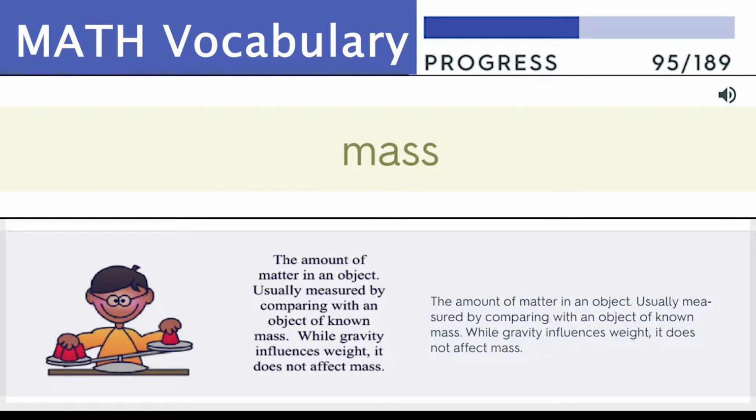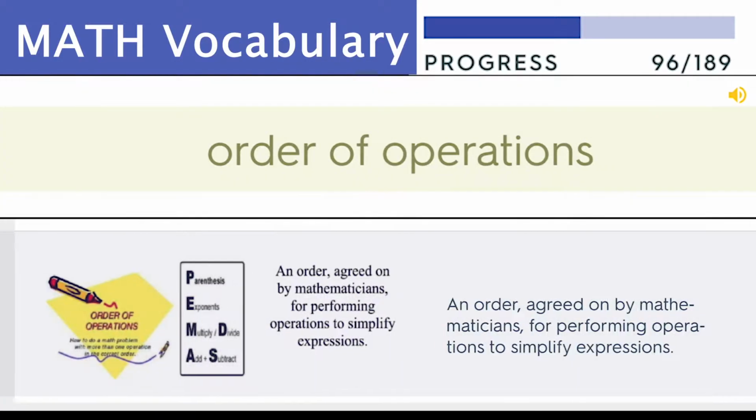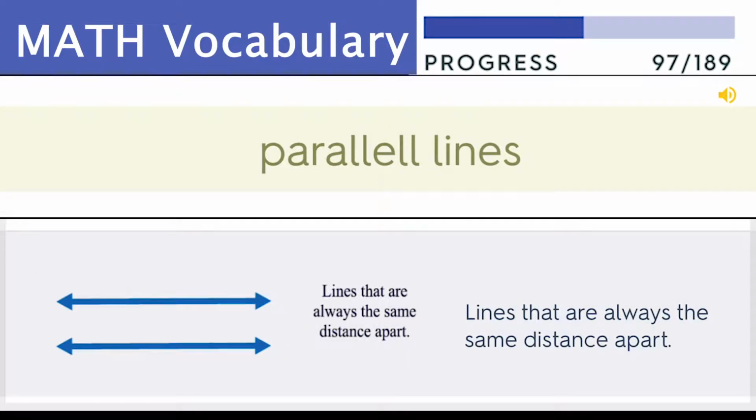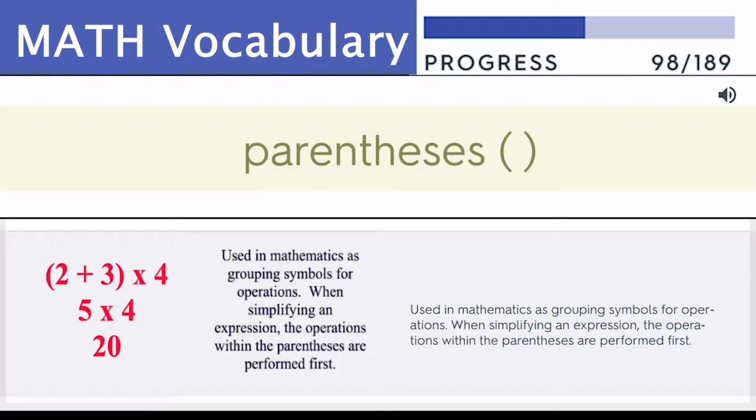Mass. The amount of matter in an object, usually measured by comparing with an object of known mass. While gravity influences weight, it does not affect mass. Order of operations. An order agreed on by mathematicians for performing operations to simplify expressions. Parallel lines. Lines that are always the same distance apart. Parentheses. Used in mathematics as grouping symbols for operations. When simplifying an expression, the operations within the parentheses are performed first.